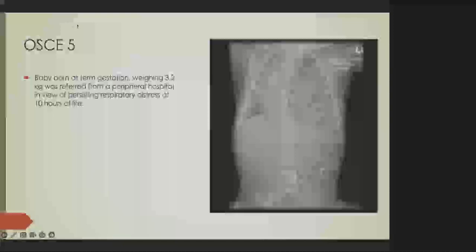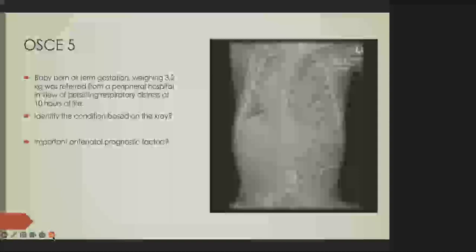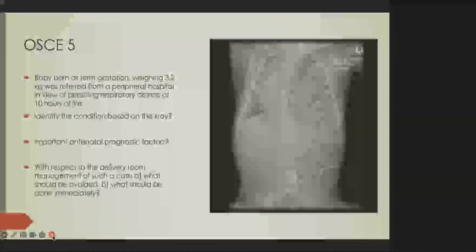So the next OSCE, we have an X-ray over here. Baby is born at term gestation, weighing 3.2 kg, was referred from a peripheral hospital in view of persisting respiratory distress at 10 hours of life. So yes, I can already see all the answers. The condition, yes, it is CDH. What are the important antenatal prognostic factors? And with respect to delivery room management in such a case, what should be avoided and what should be done immediately?